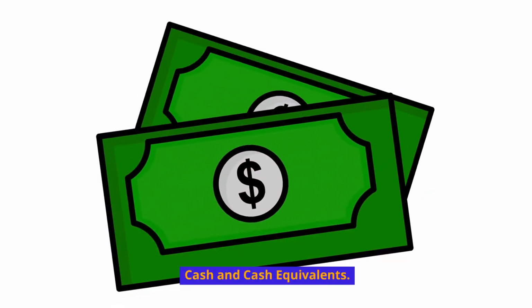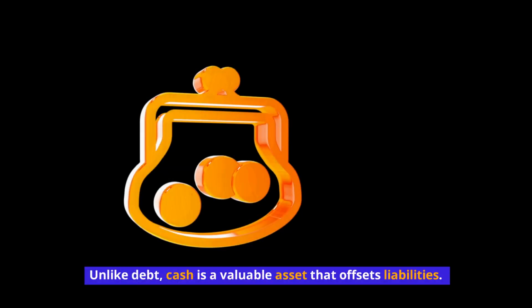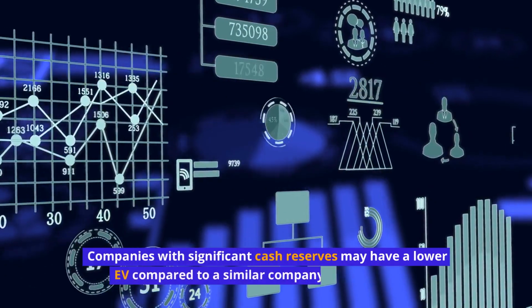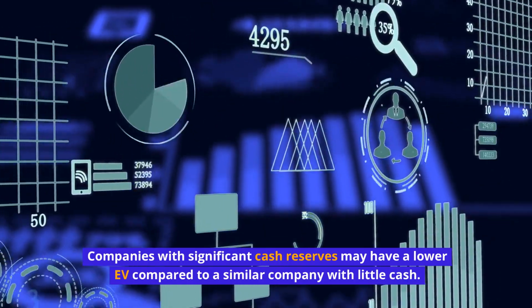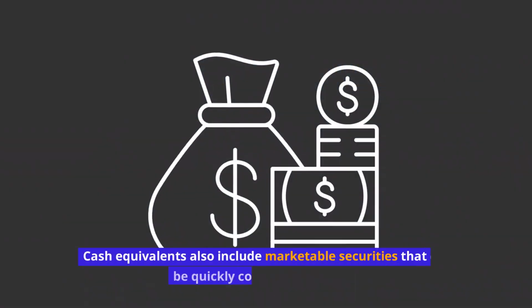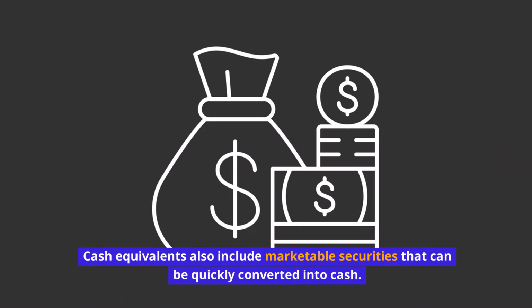Cash and cash equivalents. Unlike debt, cash is a valuable asset that offsets liabilities. Companies with significant cash reserves may have a lower EV compared to a similar company with little cash. Cash equivalents also include marketable securities that can be quickly converted into cash.